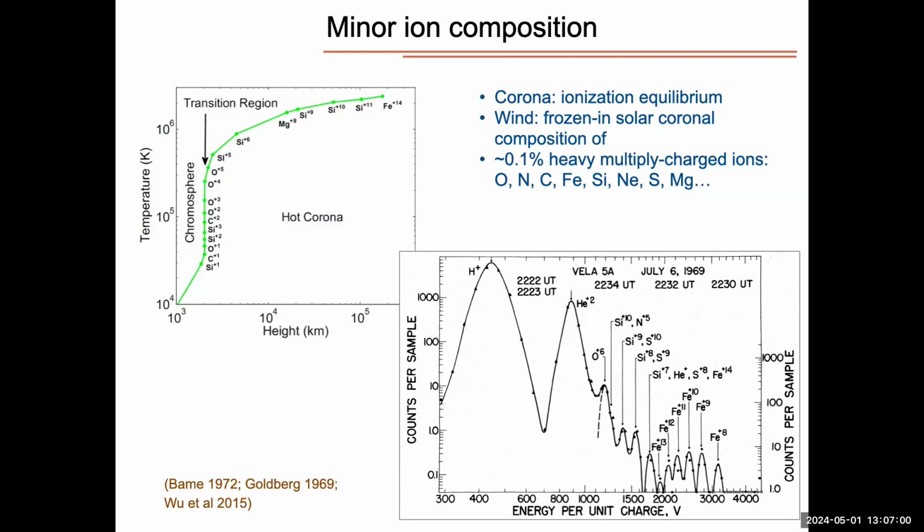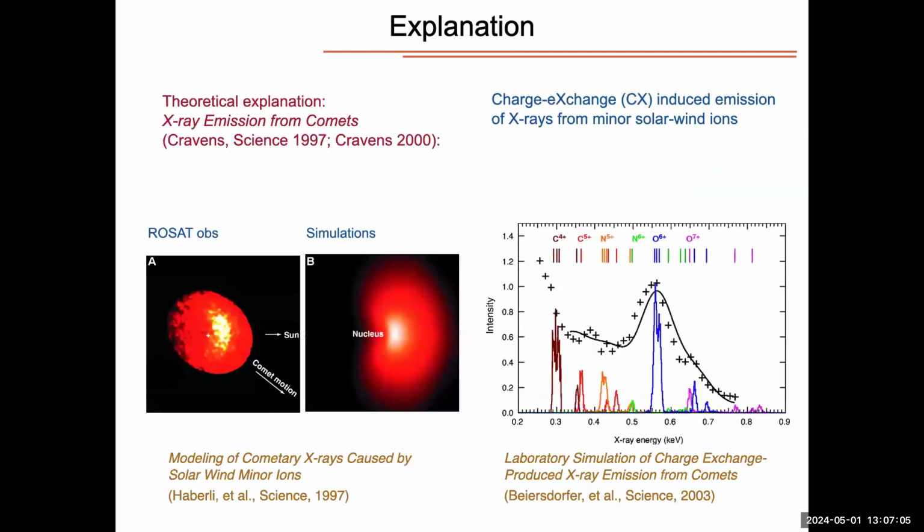And here we have observations. We have lots of observations of the minor ions. We know that pretty well. We know how, for example, fast and slow solar wind differ in terms of the ion composition and so on. Whether we can observe it, yes, of course we can observe.